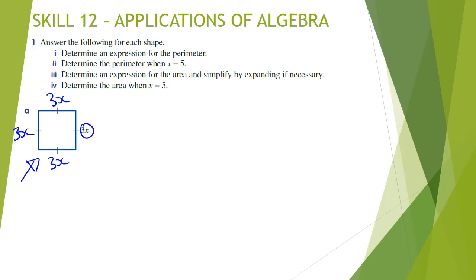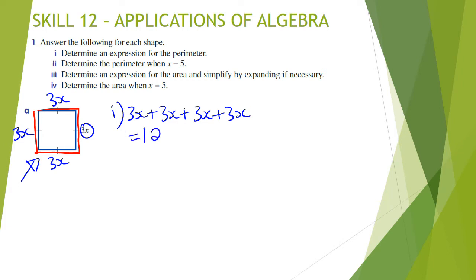Part I is determine the perimeter. If we wanted to do the perimeter, we add up the whole outside. Perimeter is like traveling all around the outside of the shape along all 4 edges. So we would do 3x plus 3x plus 3x plus 3x, and that would equal 12x. Remembering when we do addition, we just add the numbers out the front and we leave the letters the same. We never change the letter when we're adding.